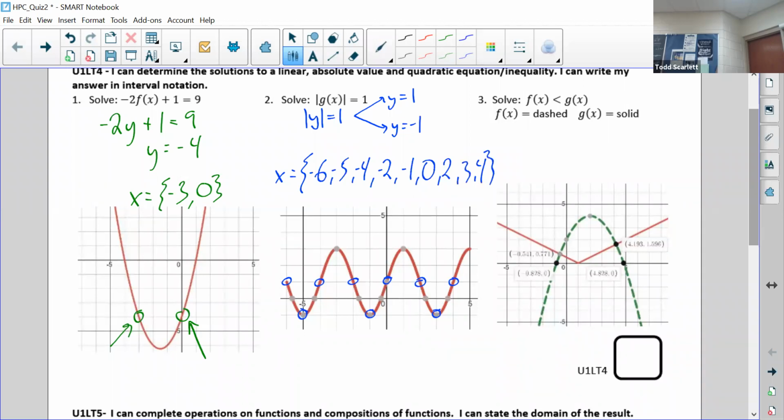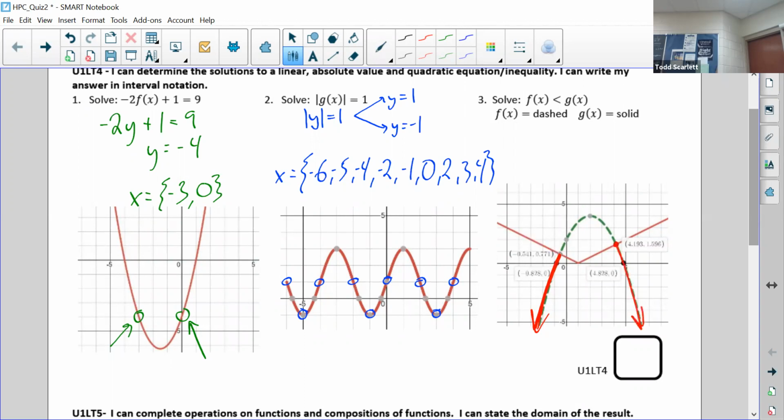You get it. On number 3, what are the x values that produce the y values on f that are less than the y values on g? Well, f is the dashed. So these y values are certainly less than the corresponding y values on the other one. So all these y values, these are all ordered pairs, right? So all the x values that produce these y values are less than the y values on the absolute value function.